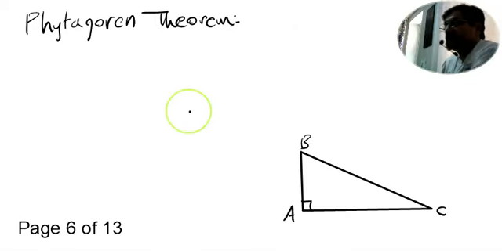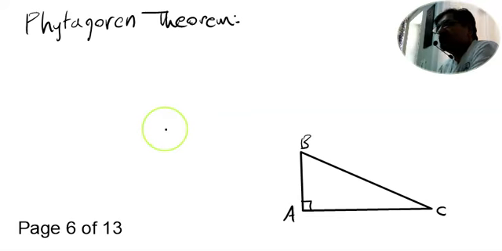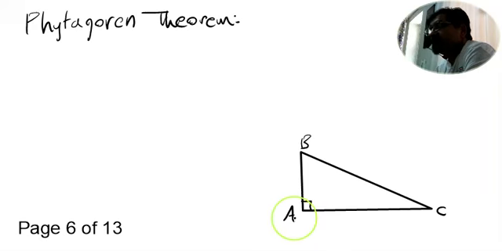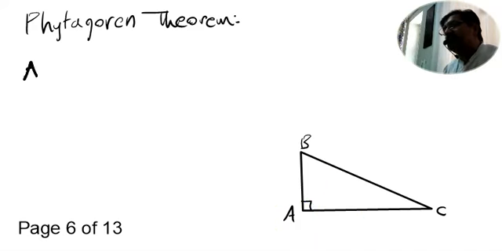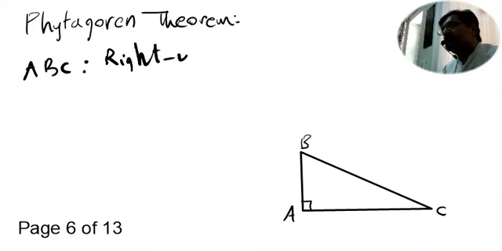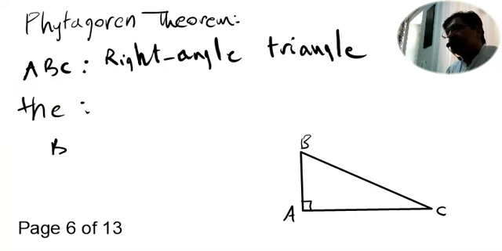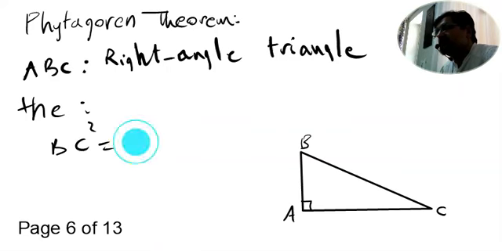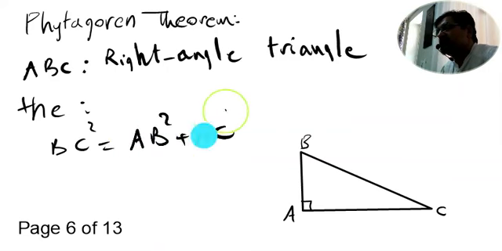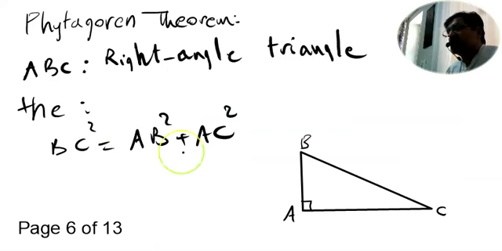Okay, restate the Pythagorean theorem. If ABC is a right angle triangle, then BC square equals AB square plus AC square. We want to prove this equation.